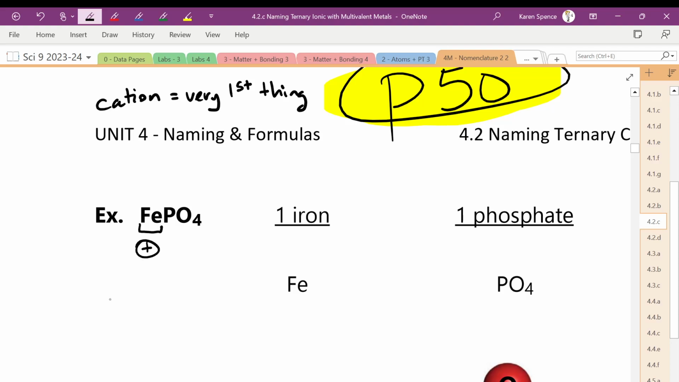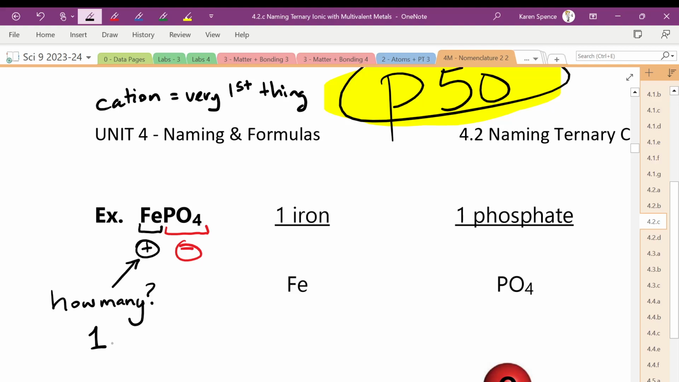And what does that mean about our anion? Who is the anion? Everything else, the PO4. So the PO4 is the anion. And now we're going to ask ourselves, how many Fe's do we have? We have one Fe.